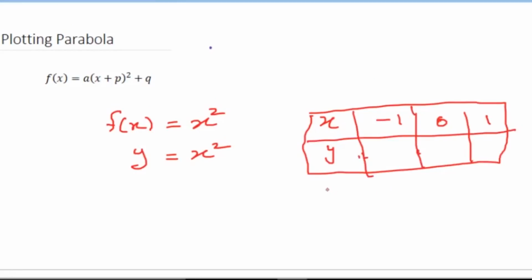Remember, y is equal to x squared. So -1 whole squared, we get a 1. So we put the 1 there. And then 0 squared equals 0. Put the 0 there. Then 1 squared, we get a 1 and we put 1 there. And these would be the 3 points we're going to plot. X equals -1 and y is 1, 0 with 0, 1 and 1. Those are the coordinates we have to plot.